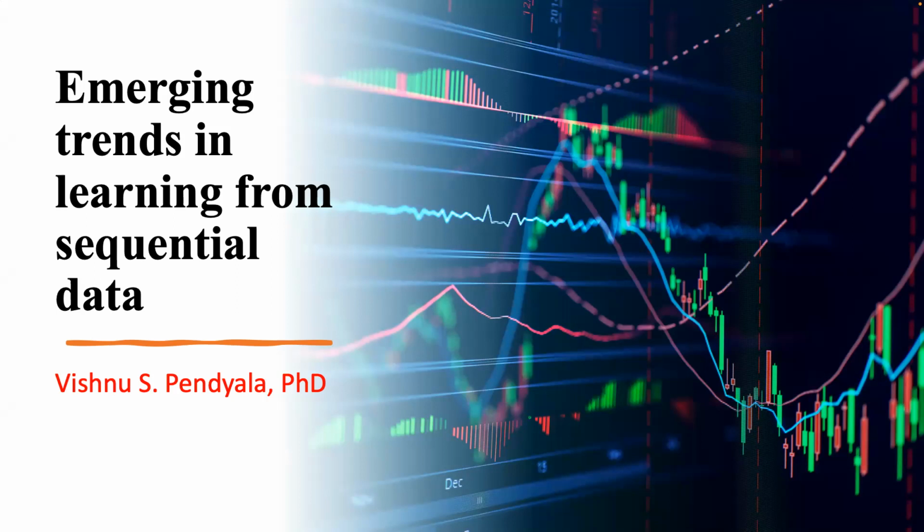The topic that I'm going to talk on is emerging trends in learning from sequential data. In machine learning, data is typically featurized in vectors, grids, graphs, or sequences. Most machine learning algorithms use vectors. CNNs, or convolutional neural networks, use grids. The graph neural networks use graphs. And recurrent neural networks work with sequences.